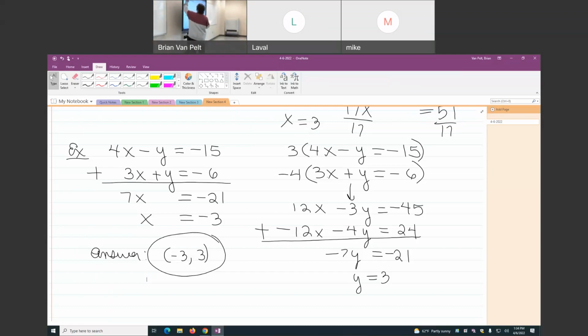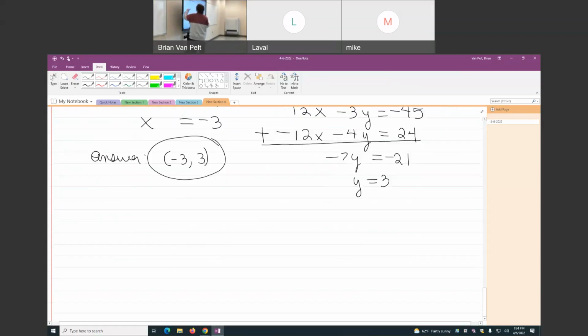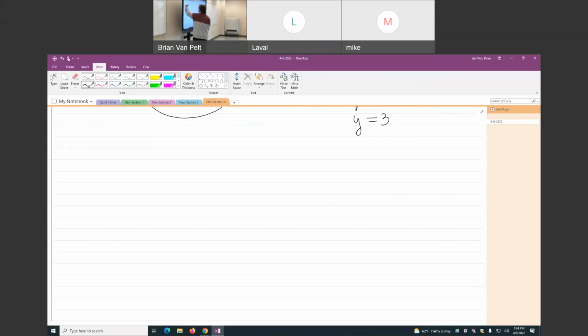So let's do one a little more complicated. 7x plus 6y equals 3. x plus 2y.